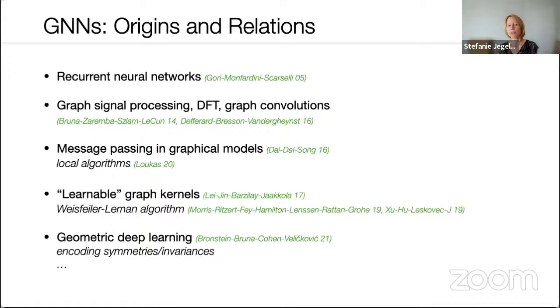Graph neural networks really have many origins and relations. Some of the origins are in designing representations for molecules, including recurrent neural networks where they were first introduced as contraction operators, graph signal processing and graph convolutions, or also message passing in graphical models, etc. And they are an instance of the geometric deep learning framework where we are encoding symmetries and invariances via specific operations such as pooling and convolutions in machine learning models.